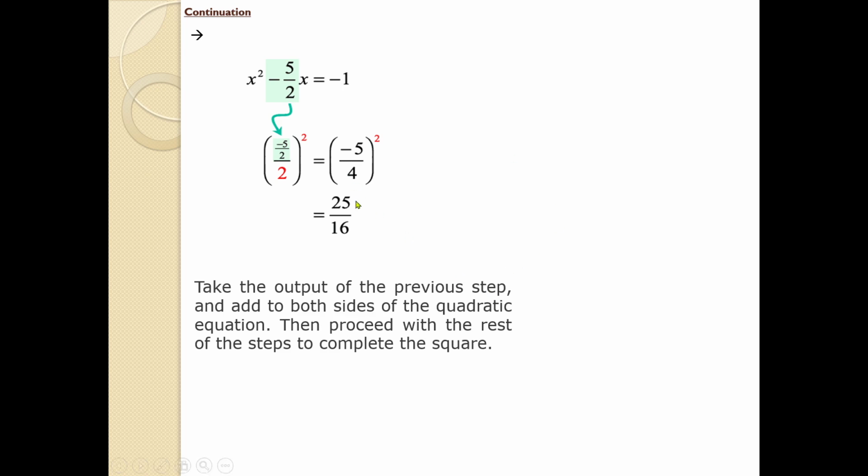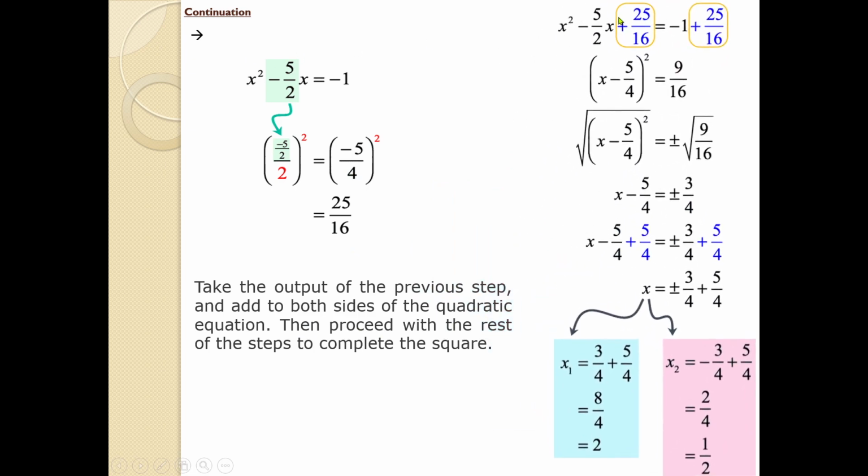The output of the previous step is this one. Then proceed to the rest of the steps. See, x square minus 5 by 2x plus 25 by 16 equal to minus 1 plus 25 by 16. If you solve this side, that means x minus 5 by 4 raised to 2. This is actually the identity a minus b the whole square, equal to 9 divided by 16. Put the square root on both sides along with the plus or minus sign. Then you will get x minus 5 by 4 equal to plus or minus 3 by 4.